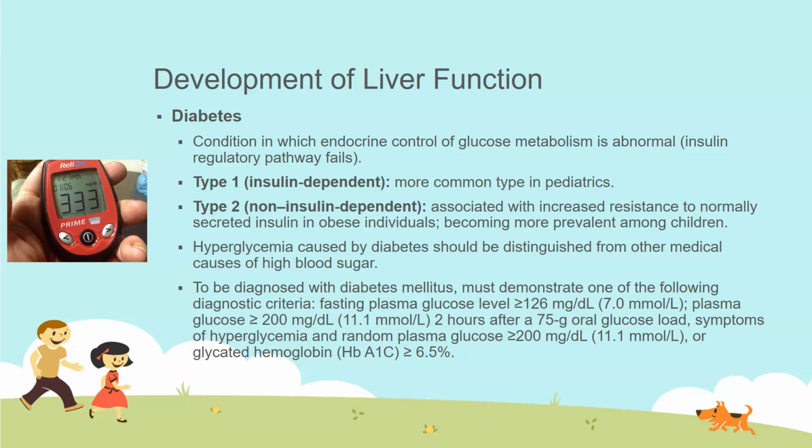With that, you have a destruction of the insulin-producing cells in the pancreas, and they have like no insulin present. So they cannot metabolize and use glucose, and therefore they will require insulin injections. Type 2 is non-insulin dependent. It's associated with an increased resistance to normally secreted insulin in obese individuals, and it becomes more prevalent among children now, unfortunately, because of the way our children are eating and what's in our diet. You've got some 4-year-olds that weigh 100 pounds and they're developing type 2 diabetes, which is unfortunately a sad statement for our society.